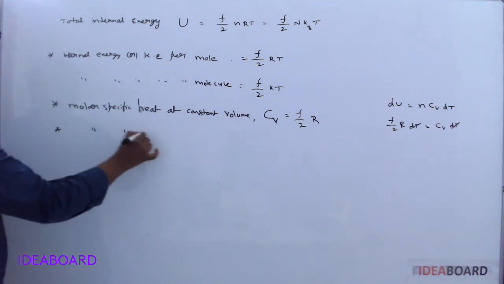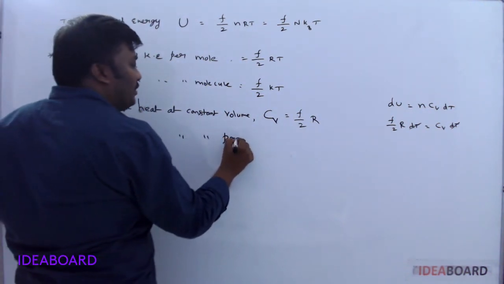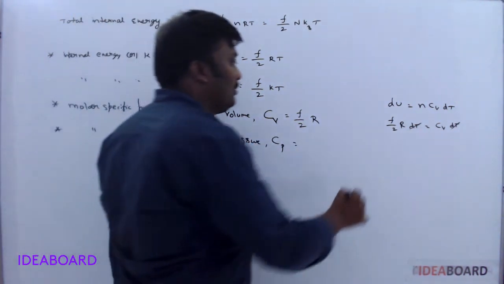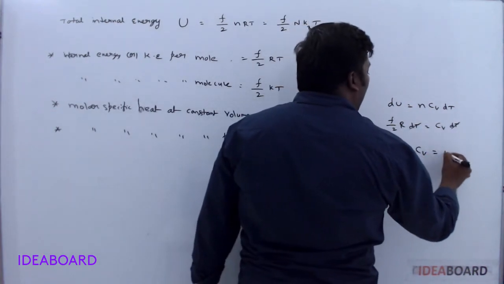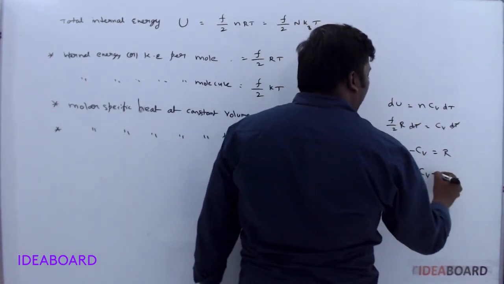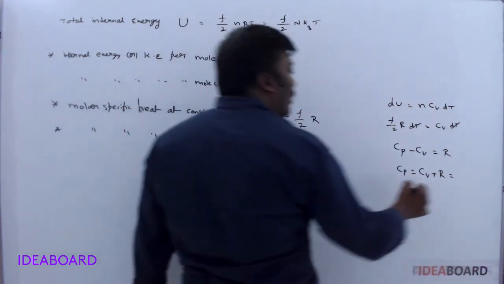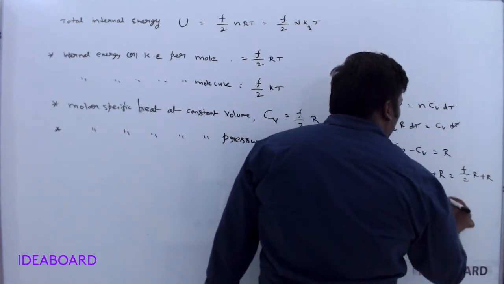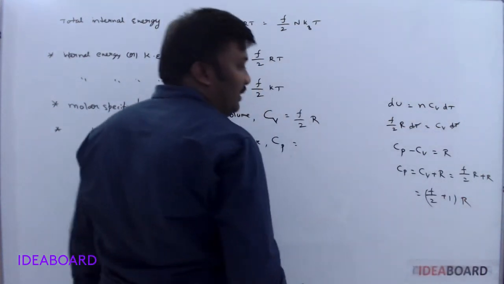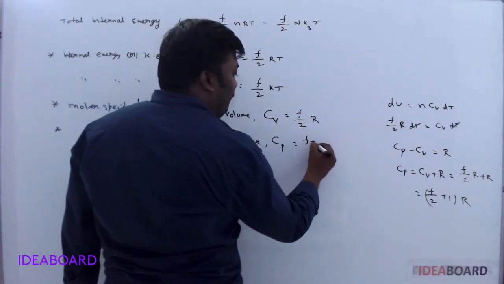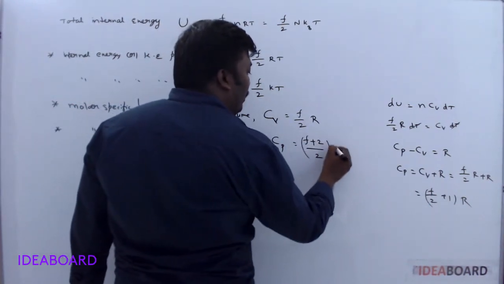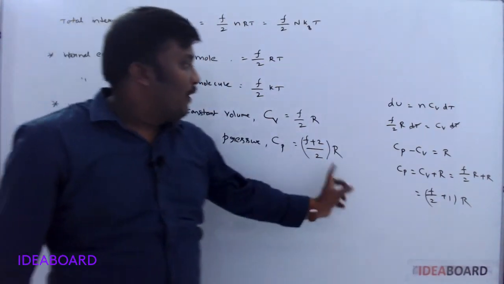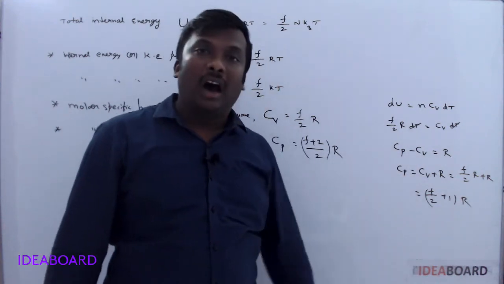And molar specific heat at constant pressure, Cp. We know the relation Cp minus Cv is equal to R. So Cp is Cv plus R. Cv is F by 2 R, plus R means F by 2 plus 1, into R. Taking the LCM, F plus 2 by 2 into R. That formula came from Cp minus Cv equals R.